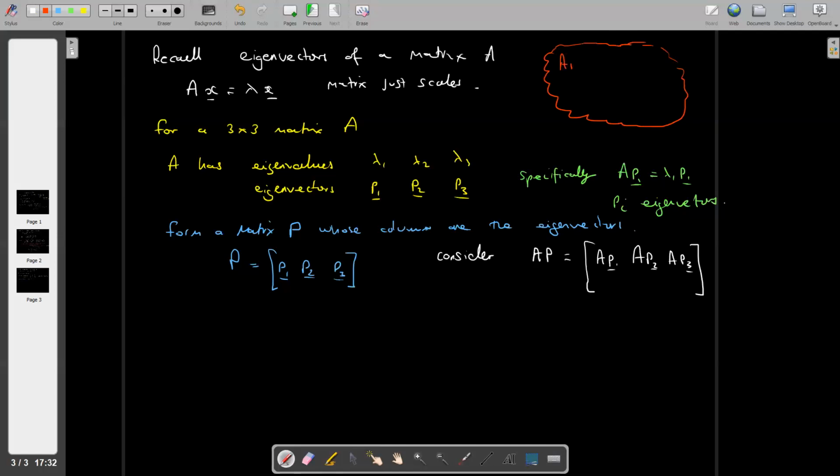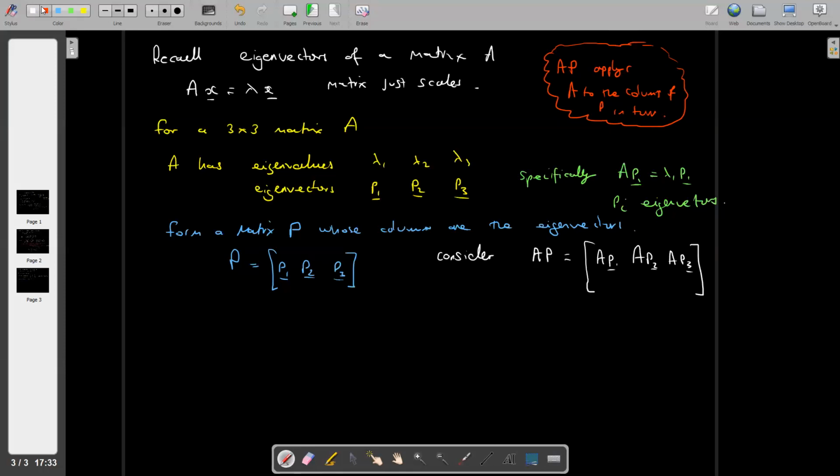So AP applies, I'll write that a little nicer. So capital A, capital P, that applies A to the columns of P in turn. That's exactly what we've done here. So this is just a column vector. This is just a column vector. This is just a column vector.